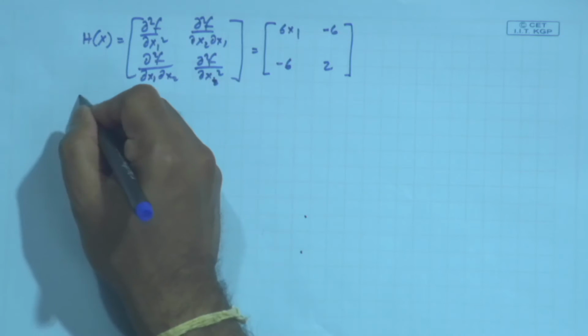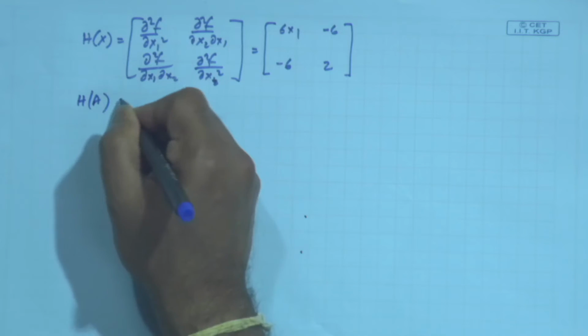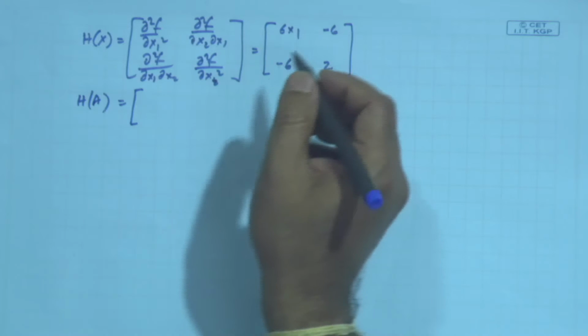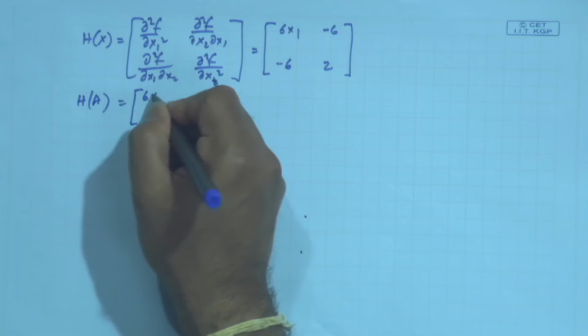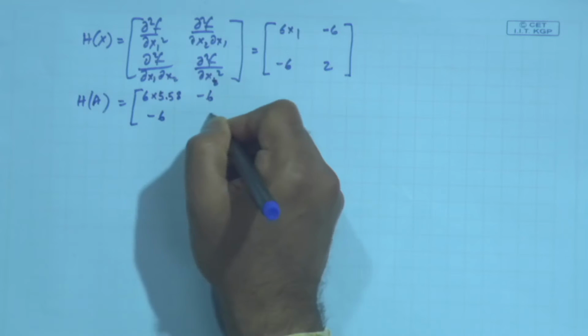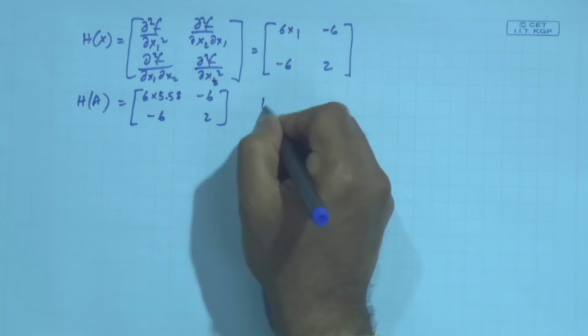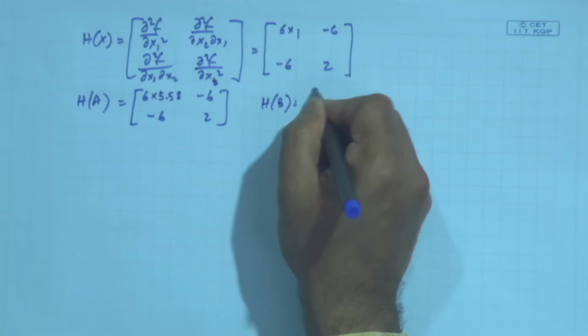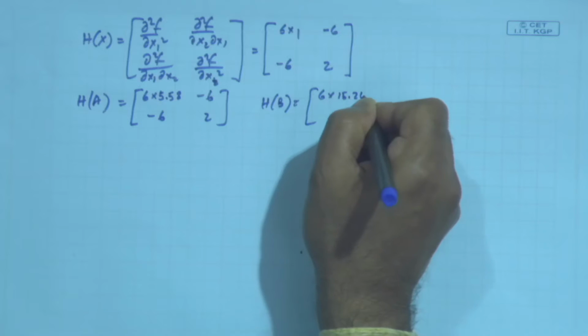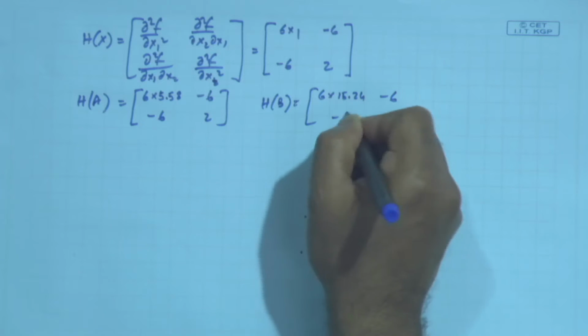Now at A, what is the value? At A, the x1 is 5.58, so 6 times 5.58 minus 6, because others are all constant. And HB will be 6 times 15.24 minus 6, 2.